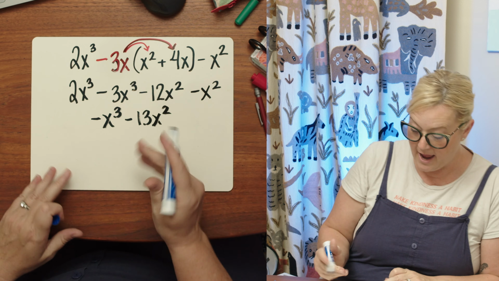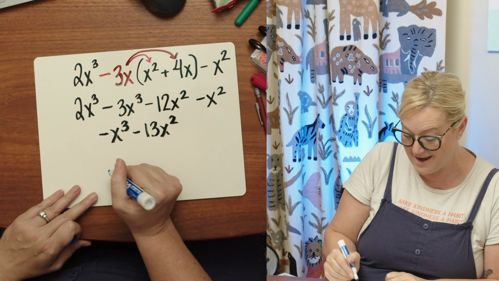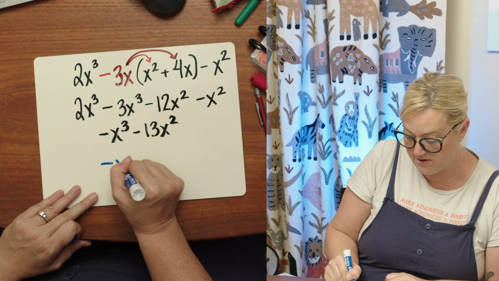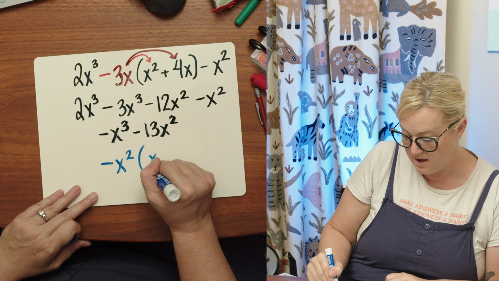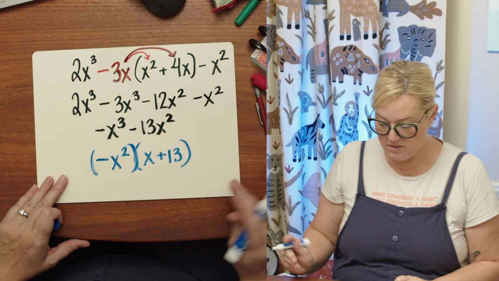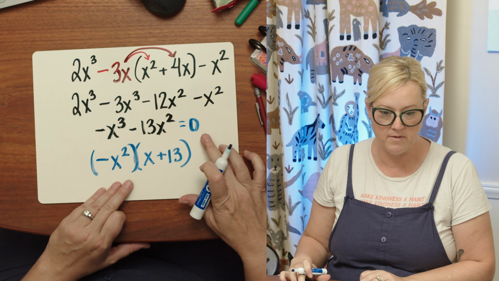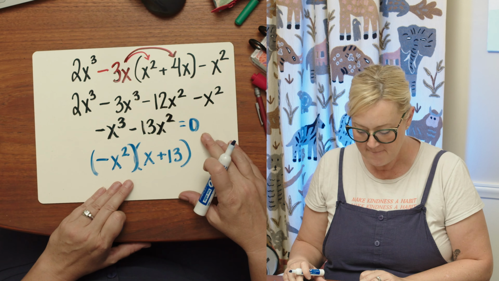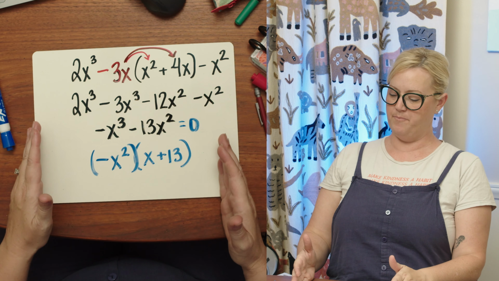But you're absolutely right. If I were needing to factor it, I would take out a negative x squared, and that would leave me with x plus 13. So if I had to factor these, this would be my factoring. So if I had this equals 0, if you're thinking about the zero product property, I could do that. Okay. So this was a pretty complicated polynomial.